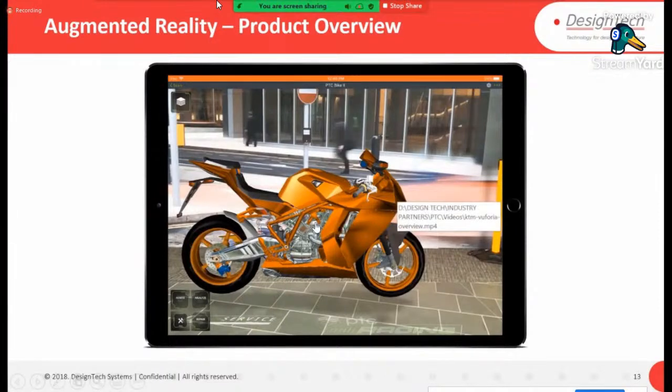Now, for a KTM bike, how augmented reality is used to give a complete product overview. Now, this is very important because when you are designing the bike and when the designer wants to interface along with the manufacturing planning and manufacturing execution and maintenance team, such experiences basically help them.